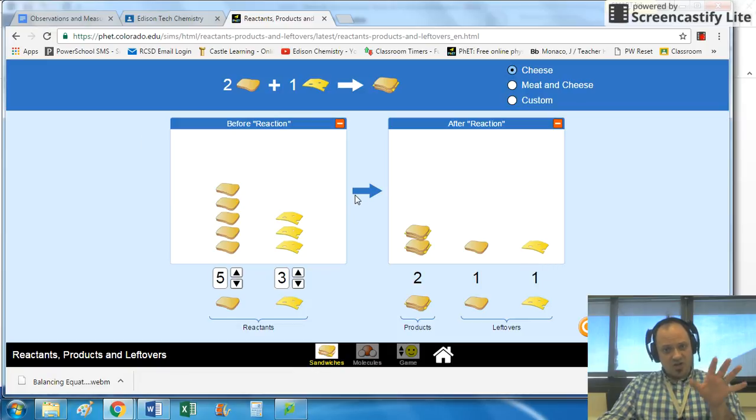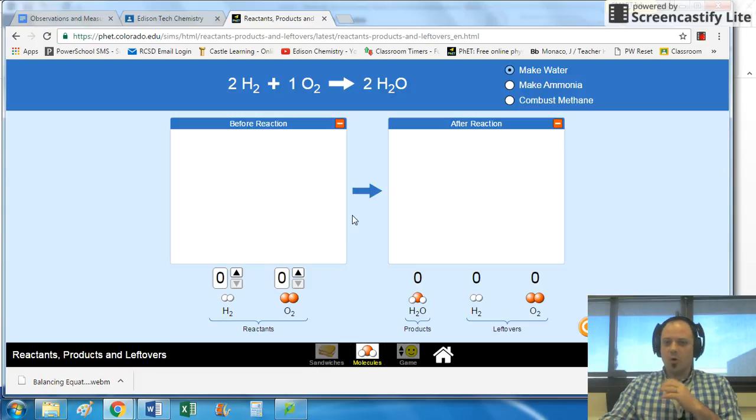That's a nice visual analogy with sandwiches, but what about molecules? The only thing that's different about molecules is that we're using these particle models to show what's up. This is the synthesis of water. 2 moles of hydrogen molecules combine with 1 mole of oxygen molecules to create 2 moles of H2O molecules. When I put 1 in there, I can see that I have 2 hydrogens and 2 oxygens, but I have no water yet. Why? Because I have to have 2 units of H2 to combine with 1 unit of O2 to make 2 H2O. So if I add 1 more H2 molecule, boom, I made some water molecules.